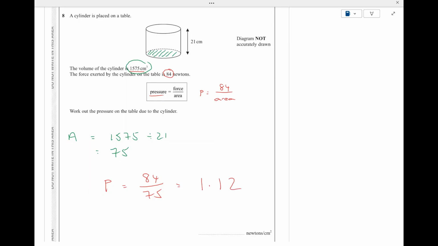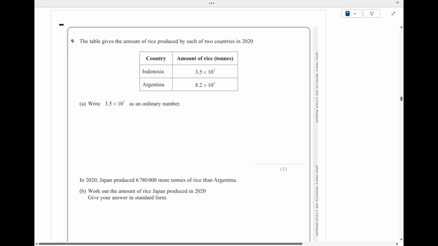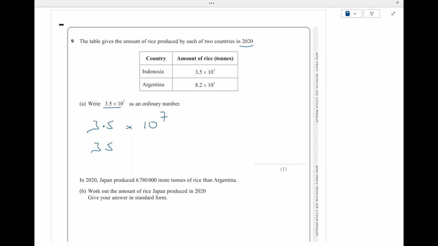1.12 newtons per square centimetre is my answer. Question 9. The table gives the amount of rice produced by each of 2 countries in 2020, Indonesia and Argentina. Right, this is an ordinary number, 3.5 times 10 to the 7. So it's going to be 35. That's one of the 10 that's taken care of. So I'm going to have to add 6 more zeros. So my answer is 35 million.